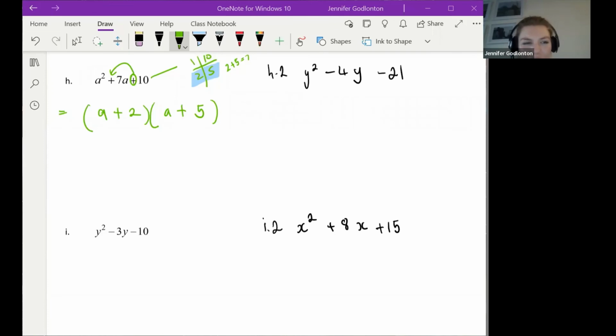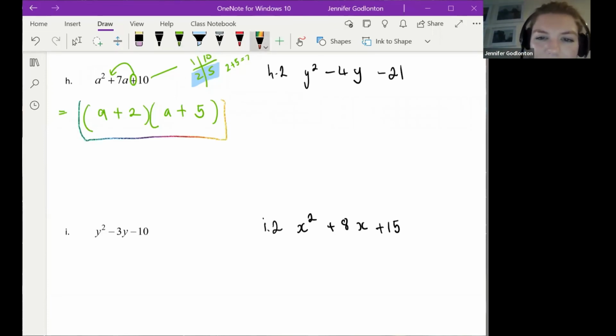Shanika, don't forget the 2. Your answer needs to look exactly like this. There's no deviation from this answer. It has to be exactly like that.